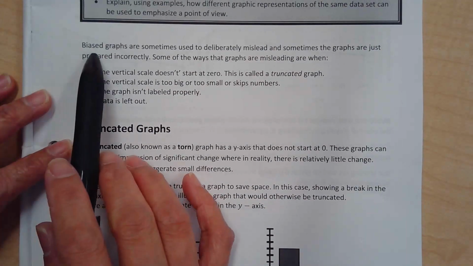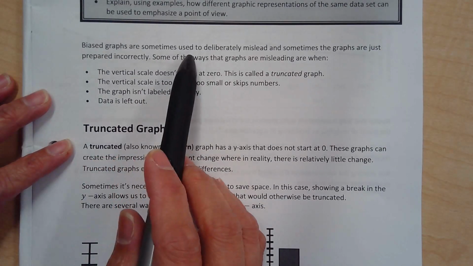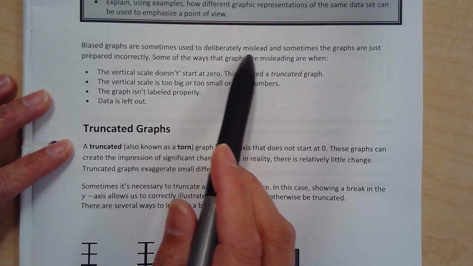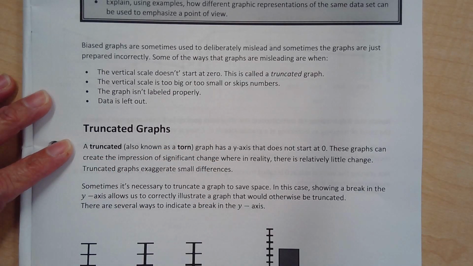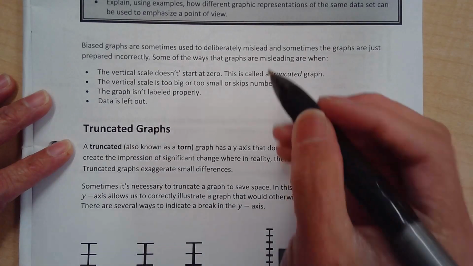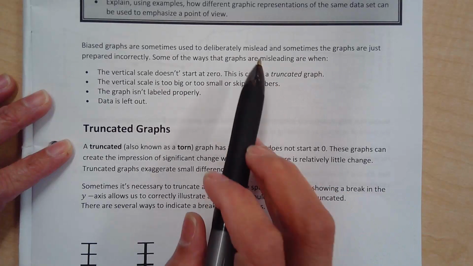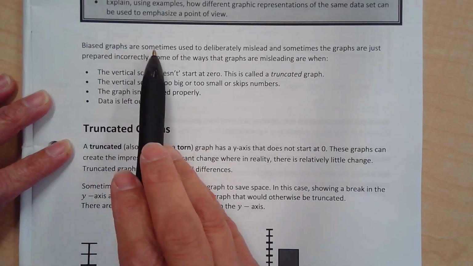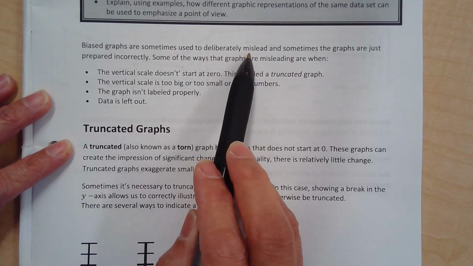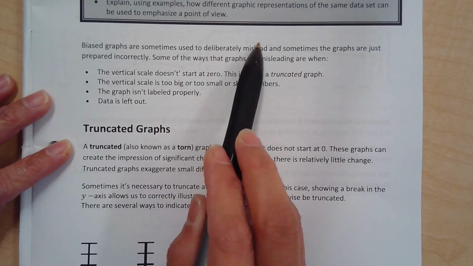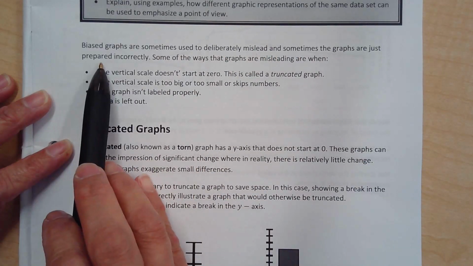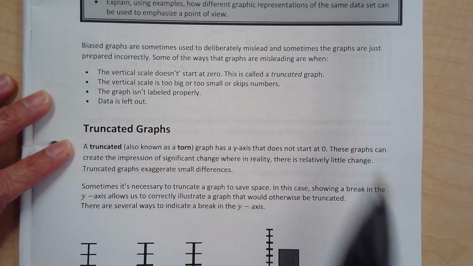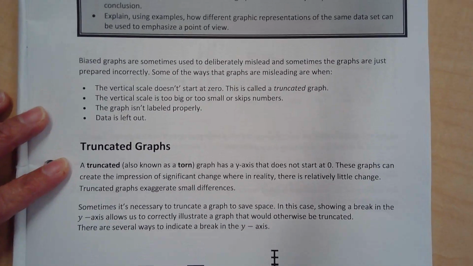So biased graphs are sometimes used to deliberately mislead. Okay, mislead. What does mislead mean? Direct in the wrong way. Yeah. So biased graphs are sometimes used to deliberately mislead, direct in a wrong way, and sometimes the graph is just prepared incorrectly. It's not done correctly.